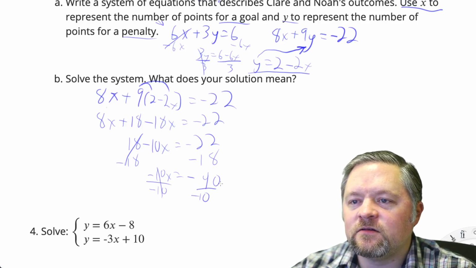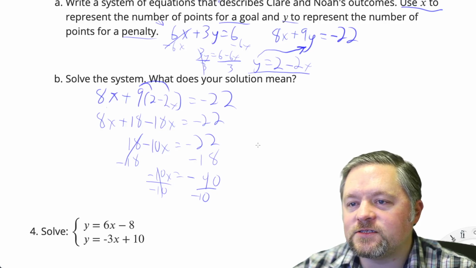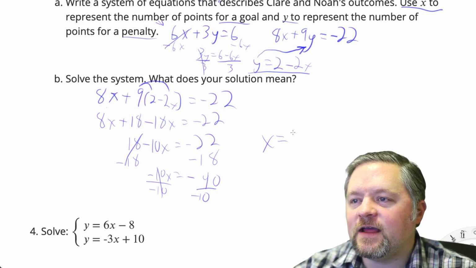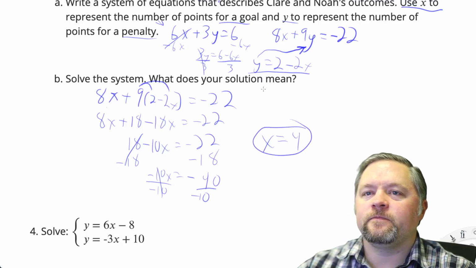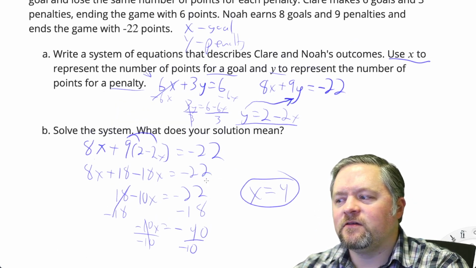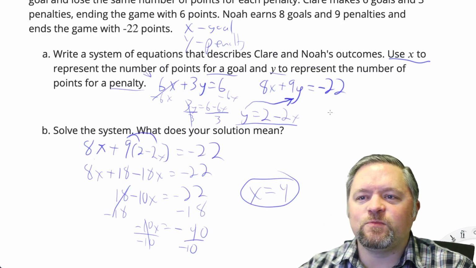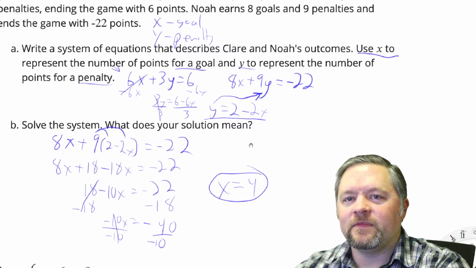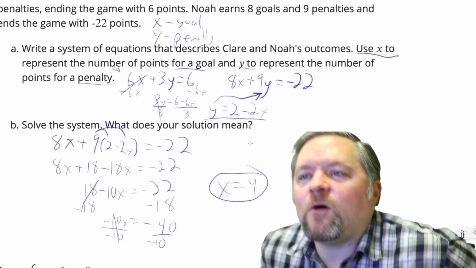Those cancel. Negative divided by a negative is a positive. So x equals 40 divided by 10, which is 4. Okay. Solve the solution. Am I done? No. These problems are exhausting. Okay. I solved for x. I still have to figure out what y is.